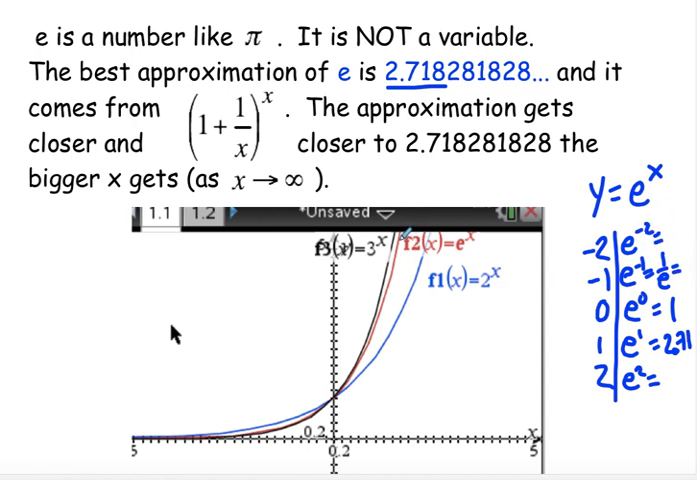And the graph is this red one right here. I have 2 to the x graphed and 3 to the x graphed. You can see that the red one, e to the x, is closer to the 3 to the x because 2.718 is closer to 3 than it is to 2. So even though you have problems with e, they're okay. You can still do them.